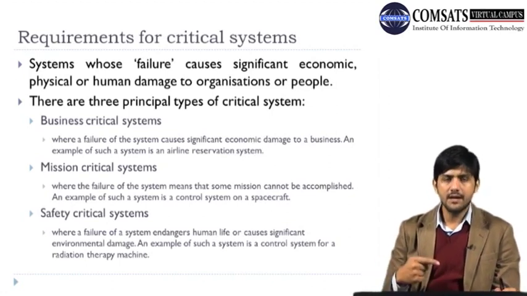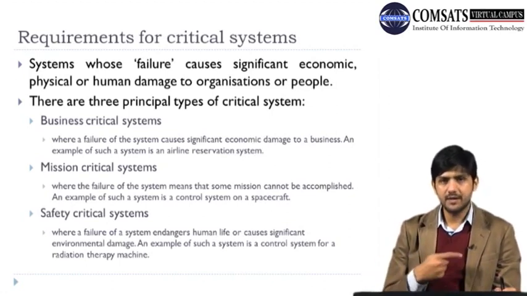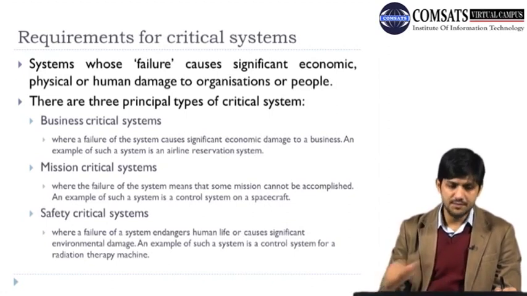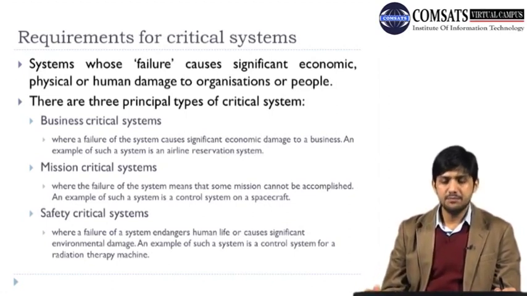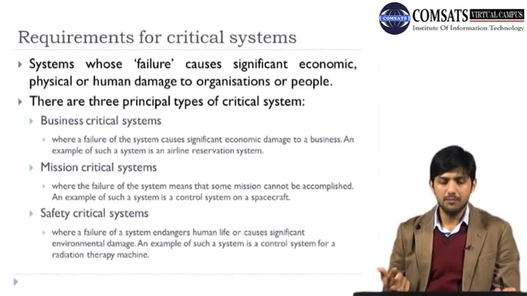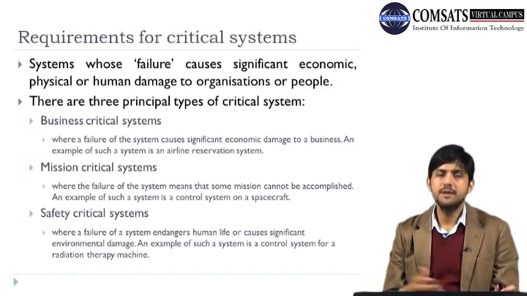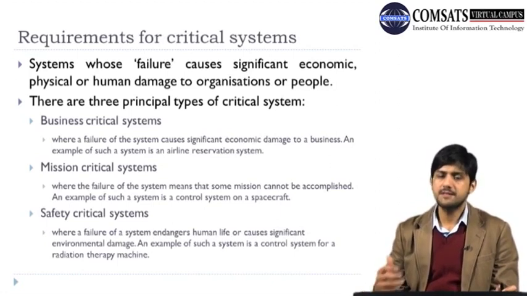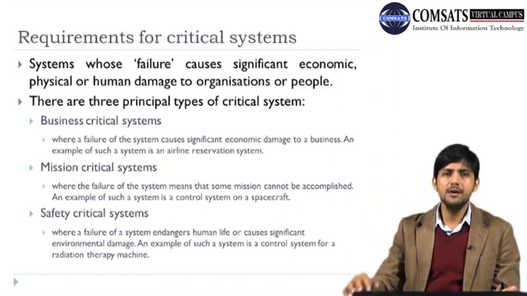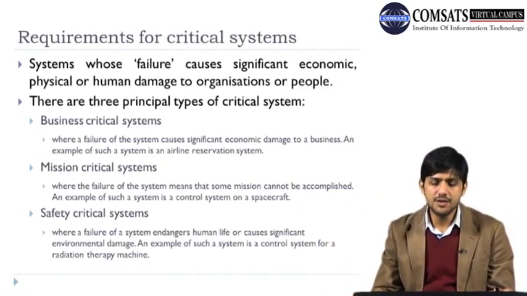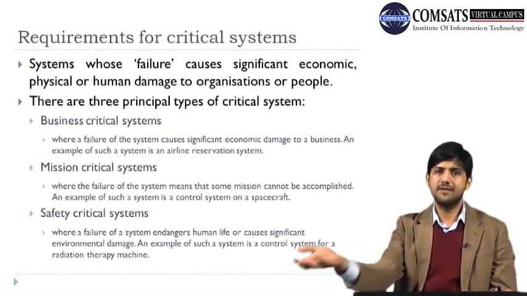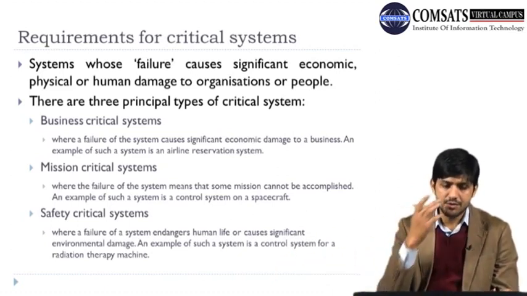Now the other type of critical systems was the mission critical systems, where the failure of the system means that some mission cannot be accomplished. An example of such a system is the control system on a spacecraft. Imagine the spacecraft is going somewhere and the control system is damaged, then the mission would be a failure certainly. So that is a mission critical system.